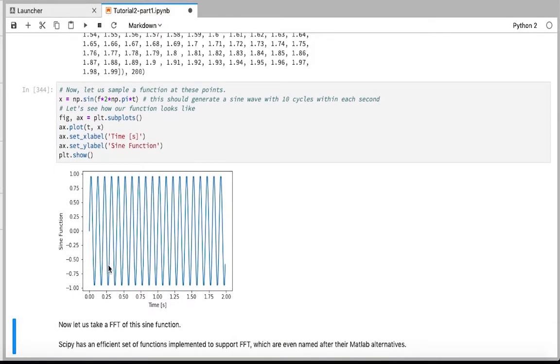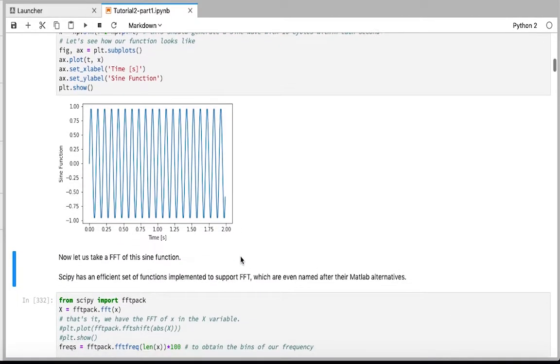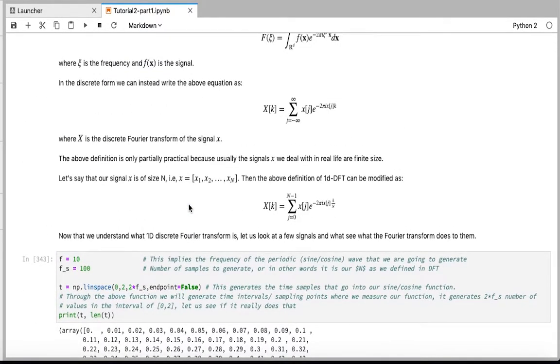If you observe, it's between 0 and 2, and it has 10 waves within a second, and you have 100 points in total which span this curve, right? We can implement this Fourier transform ourselves by maintaining x as a vector, creating a vector of all these harmonics, and just doing a dot product, and that will give you the Fourier transform.